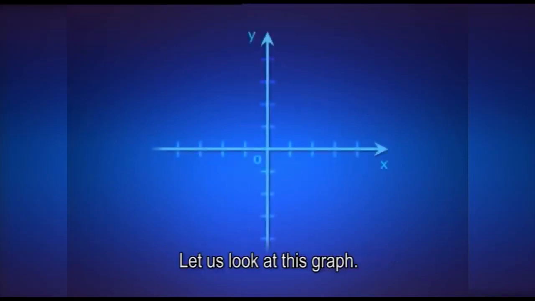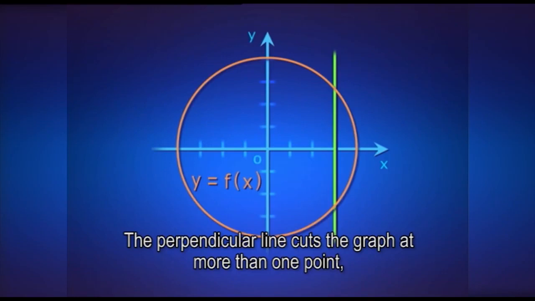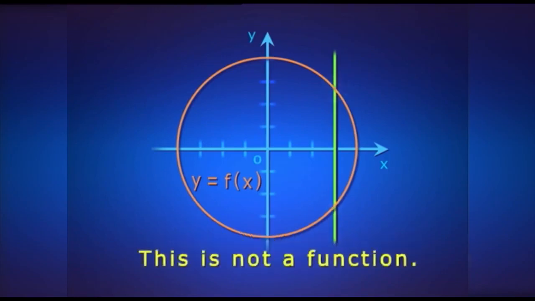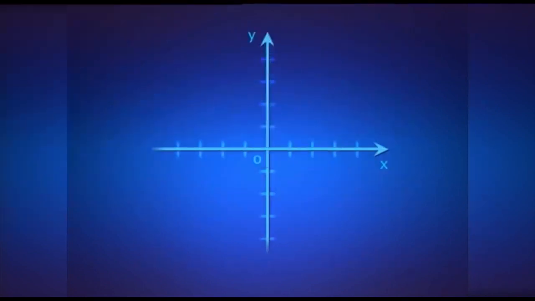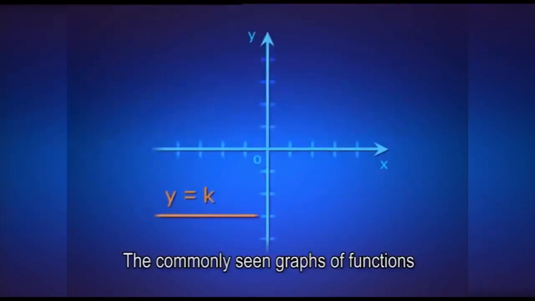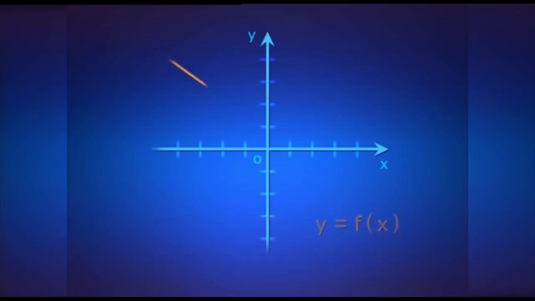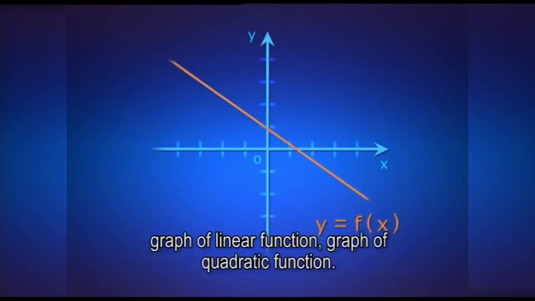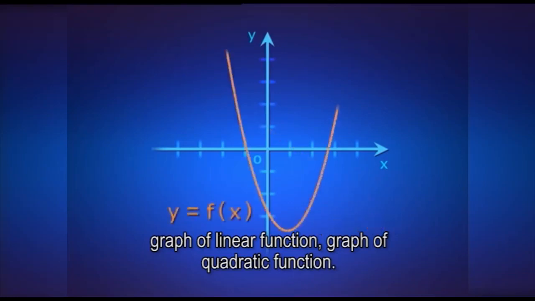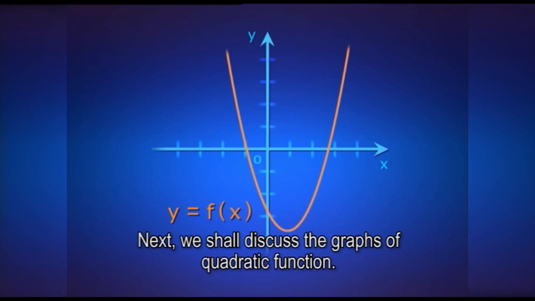Let us look at this graph. The perpendicular line cuts the graph at more than one point. It is not a function. The commonly seen graphs of functions include graph of constant function, graph of linear function, graph of quadratic function. Next, we shall discuss the graphs of quadratic function.